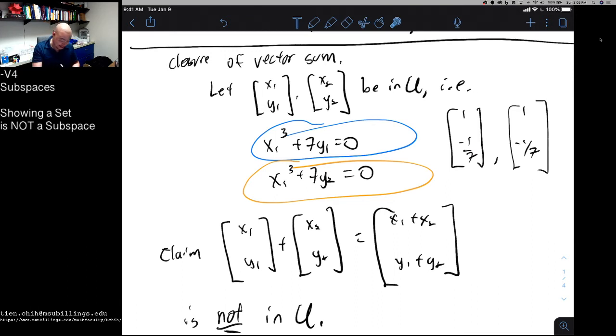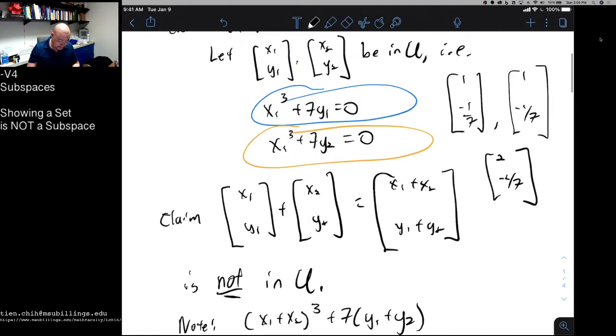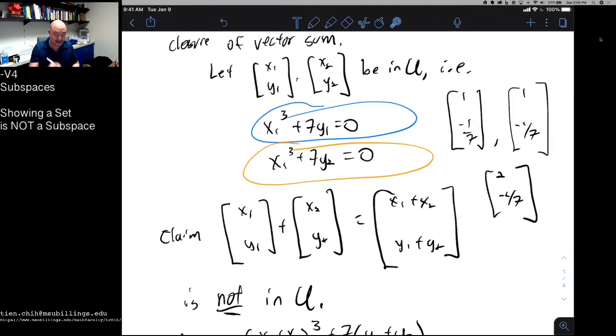But if I consider their sum, it is (2, -2/7). I won't go through all the detail, but you should be able to see that 2 cubed is 8, and -2/7 times 7 is -2, and 8 plus -2 is not 0. It's 6. So what we found, again, is two vectors that live in U, but whose sum does not live in U. And that shows that U is not in general closed under vector addition.